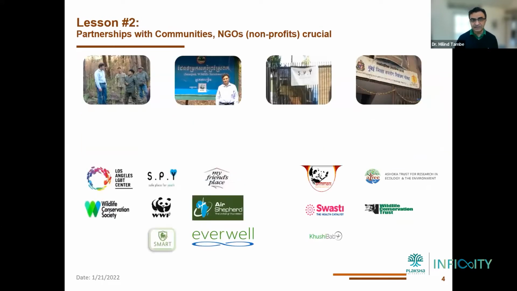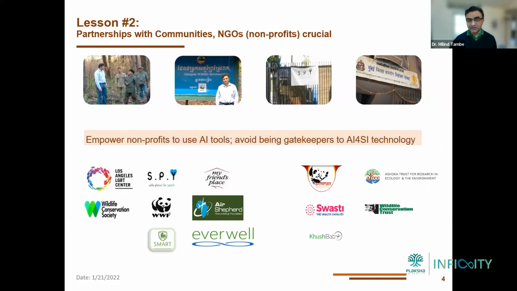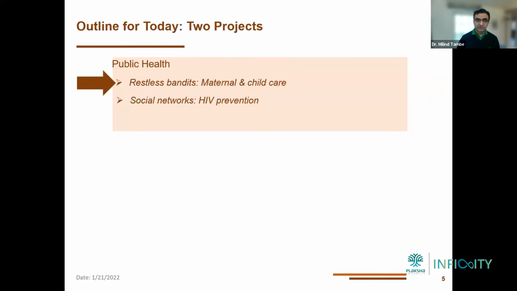A second lesson is all of this work requires partnerships with communities and nonprofits. I've shown here logos of some of the nonprofits we have worked with. Our ultimate goal is to empower these nonprofits to directly use AI tools and avoid us being gatekeepers to AI technology for social impact. So today, given our limited time, I'm going to focus on two projects. One done at Google Research India on maternal and child care using this technique of restless bandits, and the second done at Harvard on HIV prevention using social network algorithms.